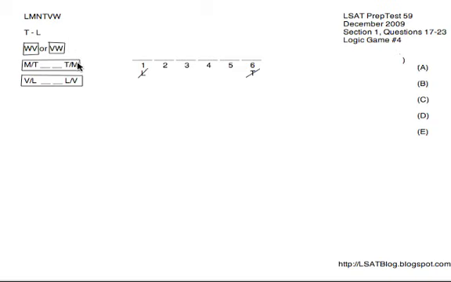They tell us that M and T are 2 spaces apart. Again, they don't specify the order, and they tell us that V and L are 2 spaces apart. But again, they don't specify the order either. So not really a whole lot of obvious inferences to do up front here.